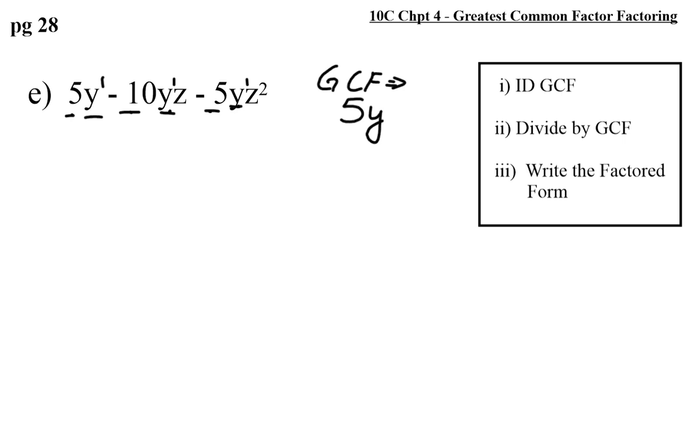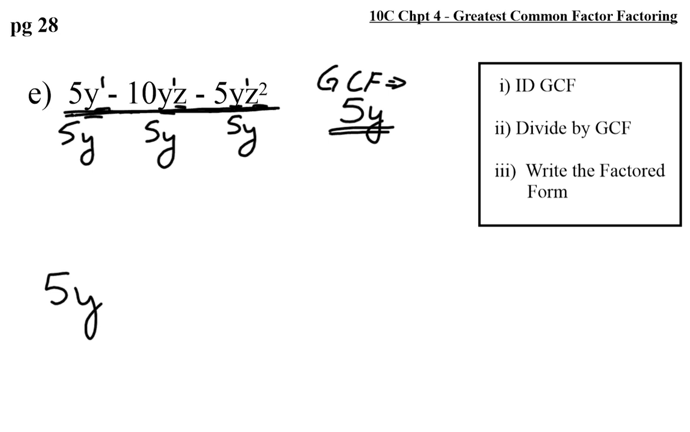After that, I have z's and a z squared, but I have no z in one term, so my GCF is 5y, and that's what I'm going to divide by. Every term needs to divide by the 5y. 5y is one factor, and now I find the others. 5 divided by 5 is 1. y1 divided by y1 is a y0.